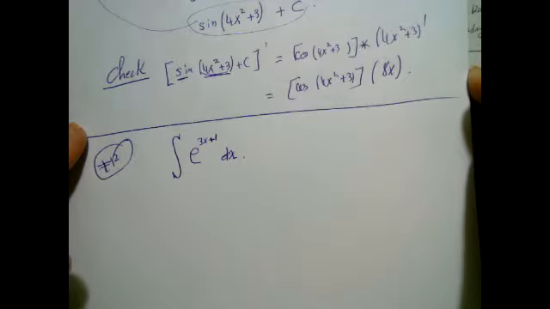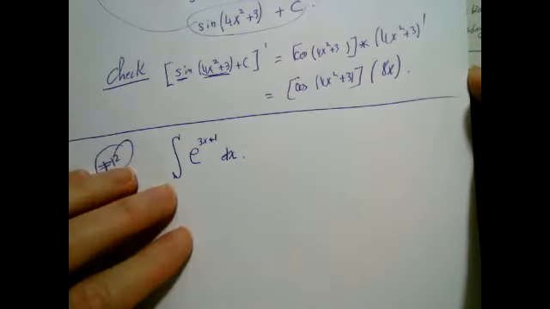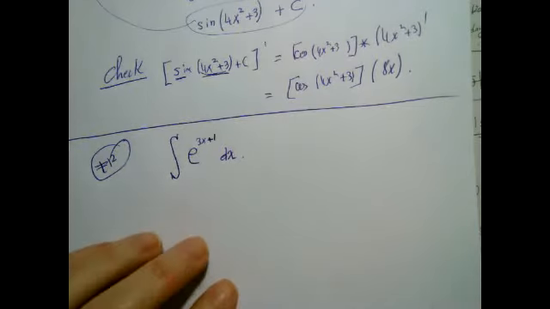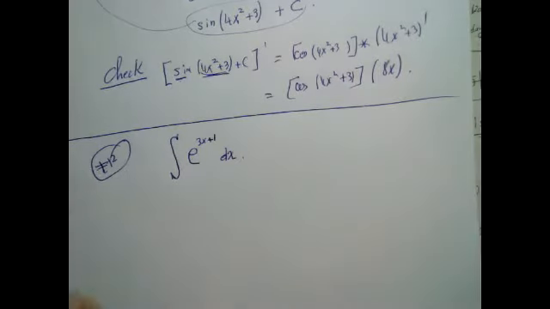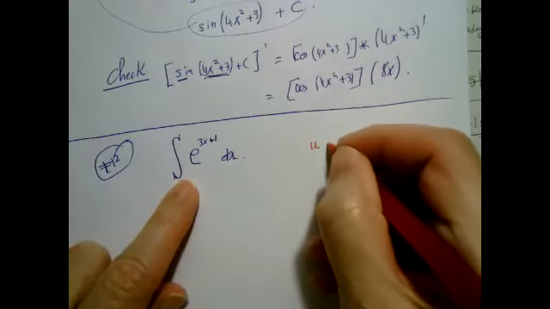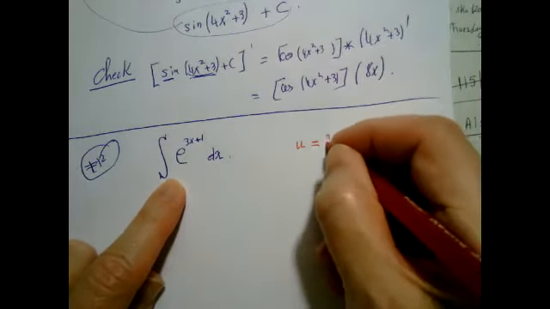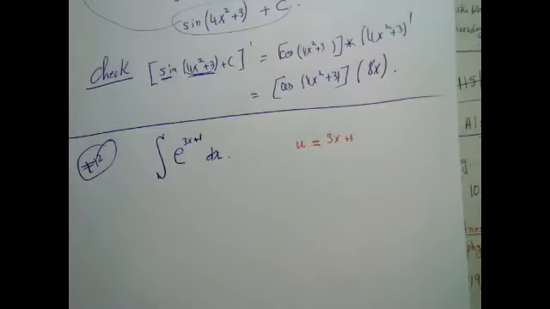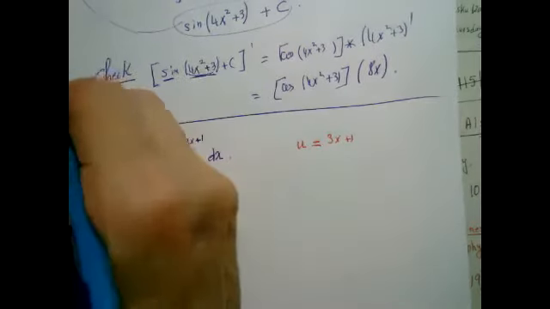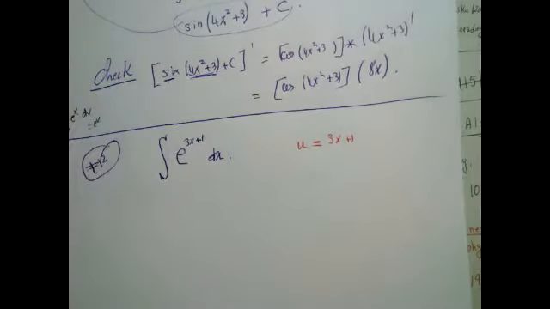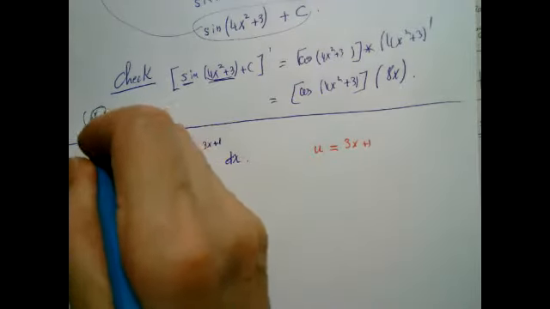I got 1/3 e to the power of 3x plus 1 plus c. Okay, guide me. What did you do? All right, so first I identify the u of the problem. The u. What is the u? 3x plus 1. That's my insight, basically. Because the only thing I know is the e to the x dx. That's e^x. That's it. Okay, now I have something here.